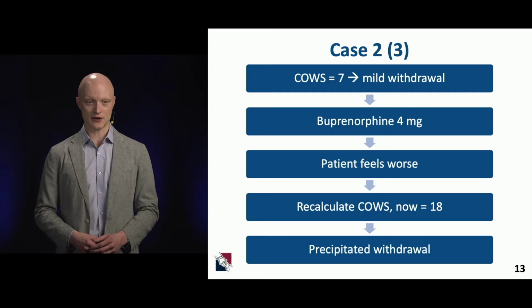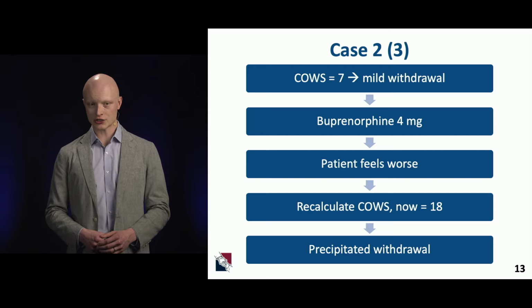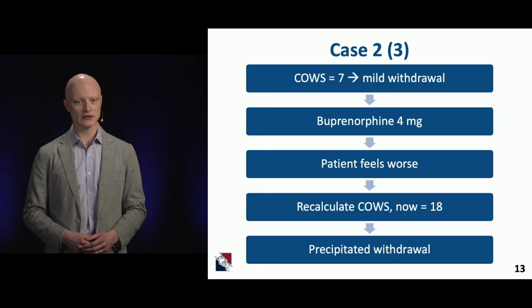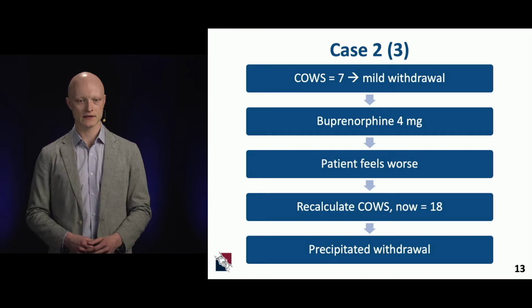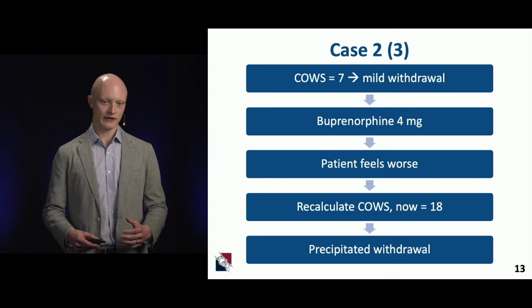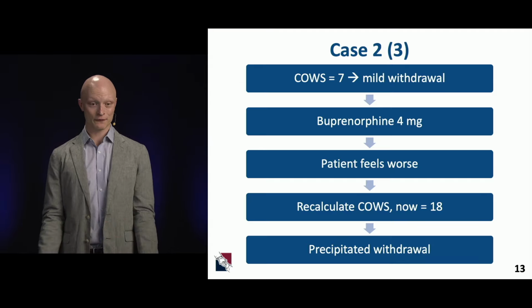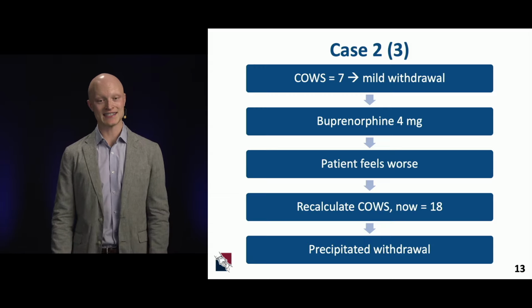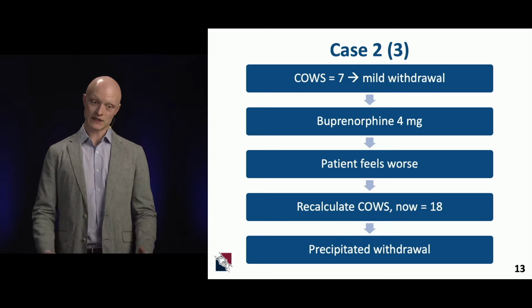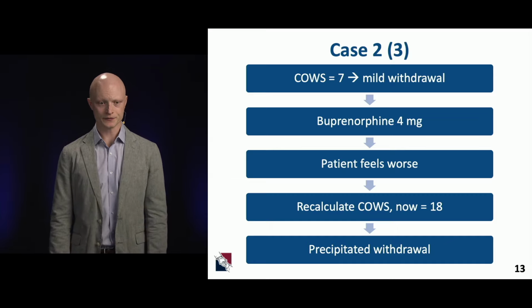Again, this patient has a COWS score of 7, which indicates mild withdrawal. We unfortunately decide to start with a pretty low dose of buprenorphine, only 4 milligrams. That's given, and then we check in on the patient 15 to 30 minutes later, and the patient is actually now feeling worse. We recalculate a COWS score, and it's now 18, which is obviously much worse than when we started with a COWS score of 7.